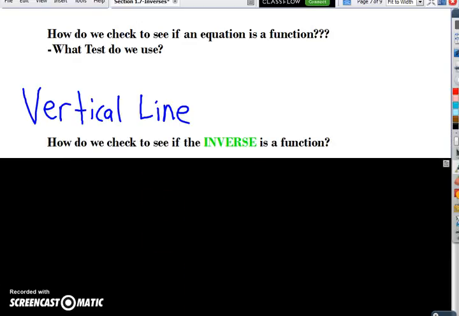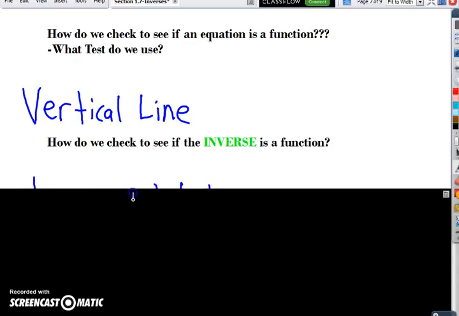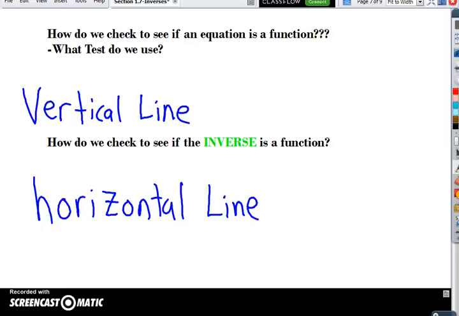How do we check to see if the inverse is a function? So I give you an original function and say, hey, is the inverse going to be a function? We use, not to be earth-shattering, the horizontal line test. Guess what, folks? The same rules the vertical line test has, the horizontal line test also has. Except instead of drawing a vertical line, you draw a horizontal line, hence the horizontal line test.